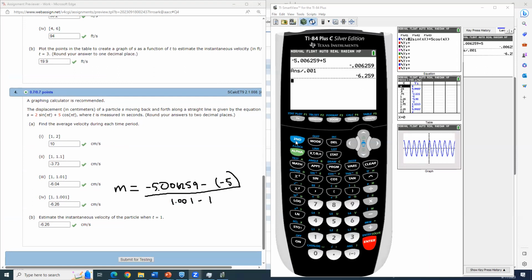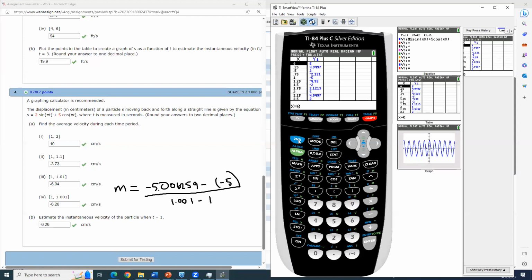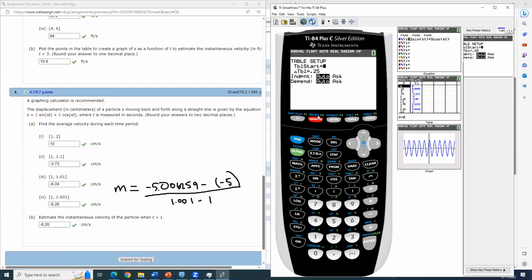I've also seen students who just prefer to use the table of values because you can always reset the table of values to start. If you hit second window, you can start wherever you want. So you can start at 1, I don't know, you can count by 0.001. There's just so many options really, of how we can use our graphing calculator to help us compute some of these numbers in the quickest, most efficient way. So it's up to you what you want to do.